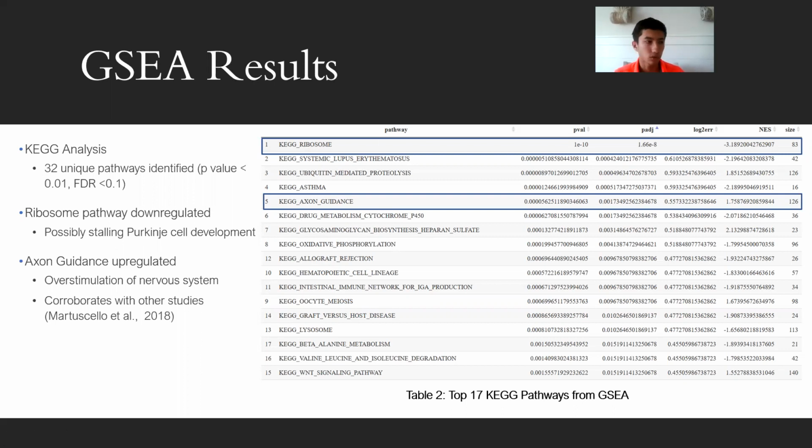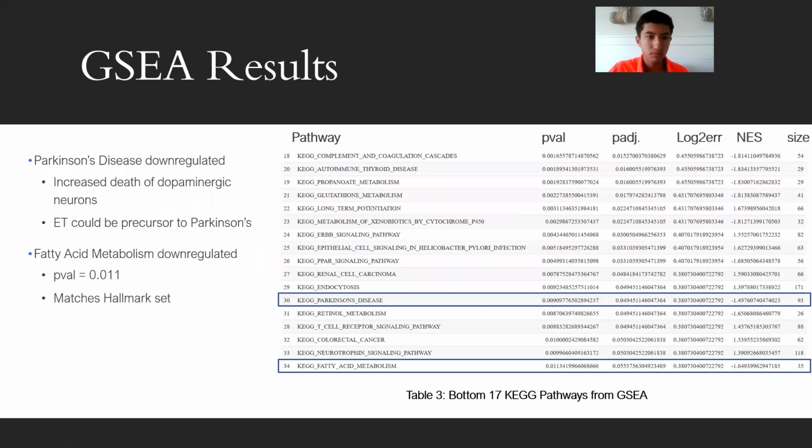I also found that axon guidance was upregulated, and axons basically carry nerve impulses away from nerves. So if these are being upregulated or overstimulated, it could be resulting in that characteristic tremor. And this axon guidance being upregulated has been corroborated with other studies before.